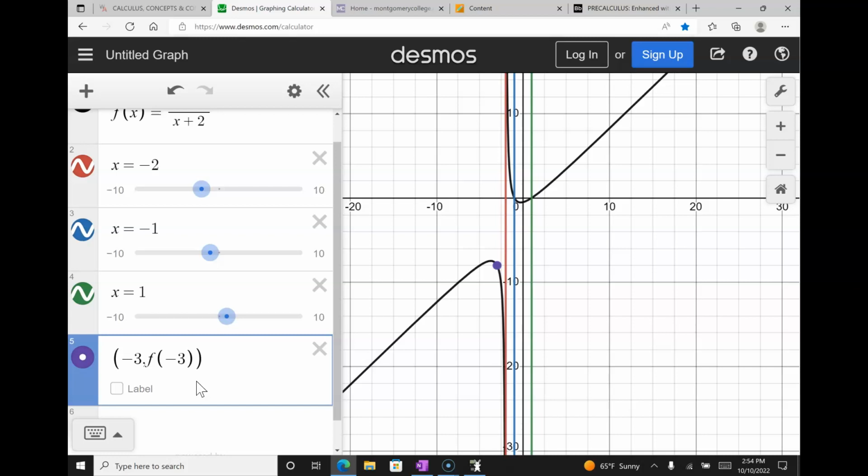There's why I like using that f of x notation. You see, I put in my -3, and I said plot the point -3, f of -3, and it automatically did it for me. I didn't have to do any work.